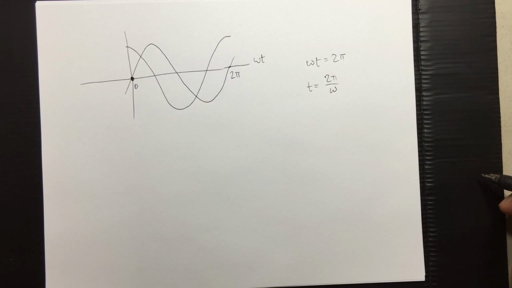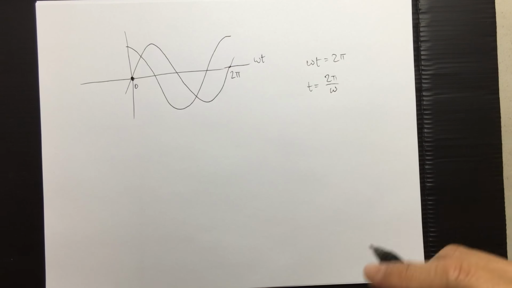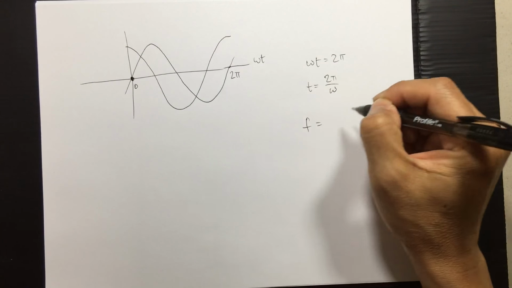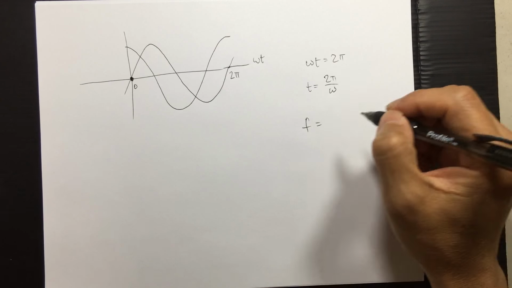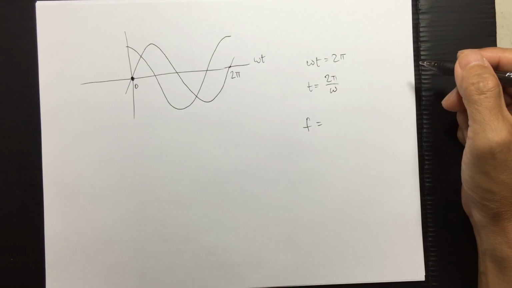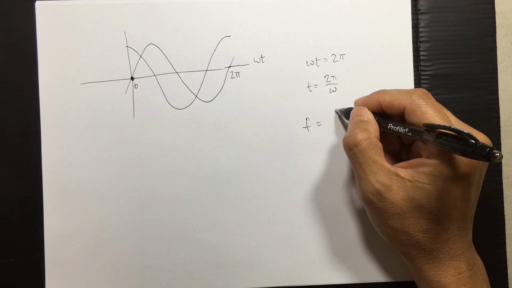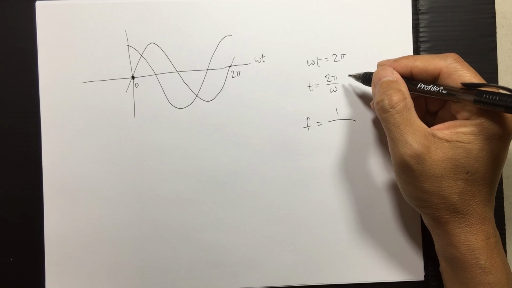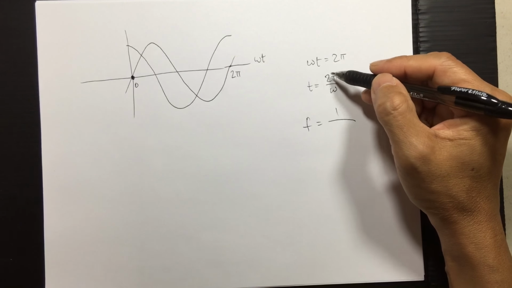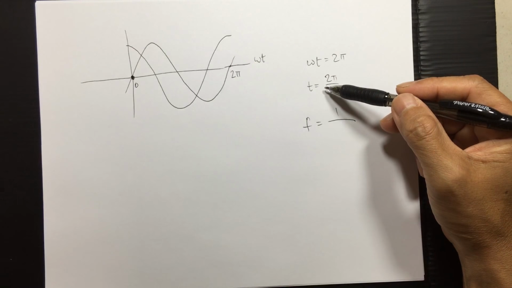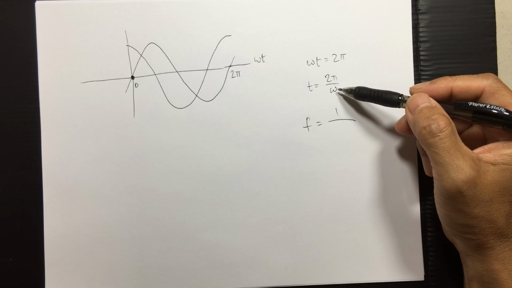You know frequency? Frequency is how many times this thing changes in a second. It's 1 over this time. Does it make sense? This is how long it takes to do a cycle. Frequency is 1 over this.